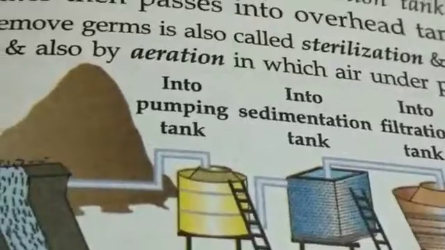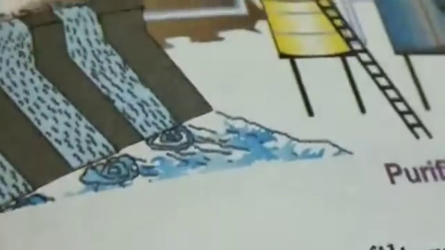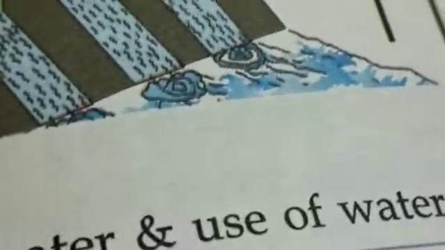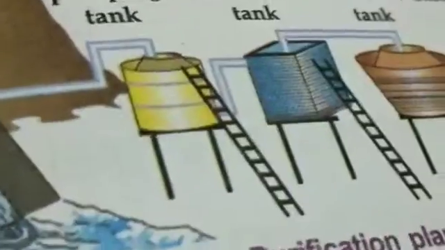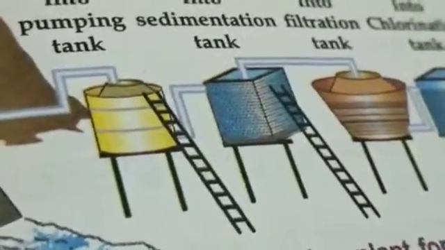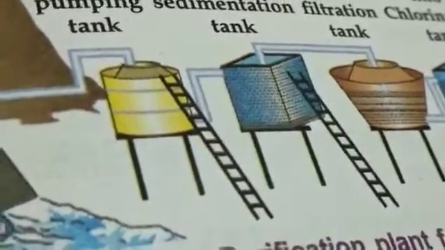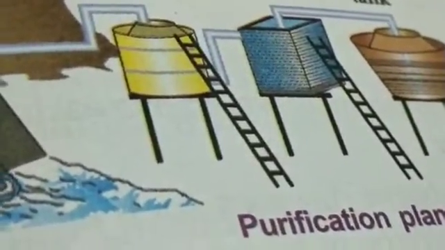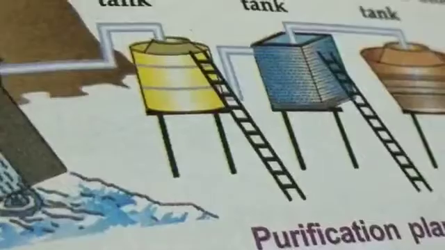Okay, the first process you can see is a sedimentation tank. Here two processes take place, sedimentation and decantation. First, the water is allowed to settle here and the bigger chunks of impurities settle down at the bottom of the tank. Then the upper water is collected, and again some chemicals like potash alum are added to increase the rate of sedimentation.